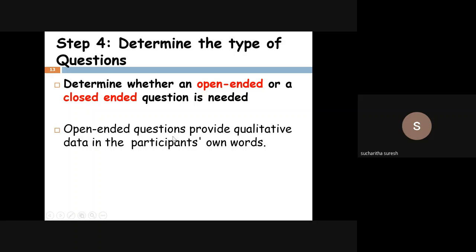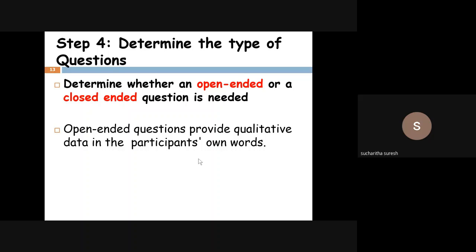No, correct. No suggestions if you have to ask. Open-ended questions provide qualitative data in the participants' own words. So, how to standardize that? How to analyze that? If you ask one question, some people speak half an hour, some people speak 10 minutes, and some people cannot speak even 1 minute. All right.